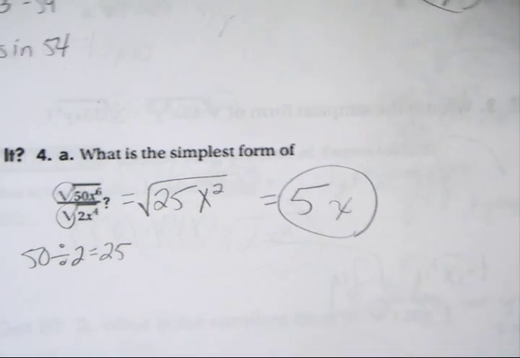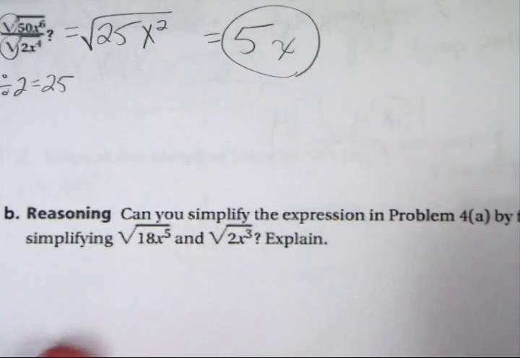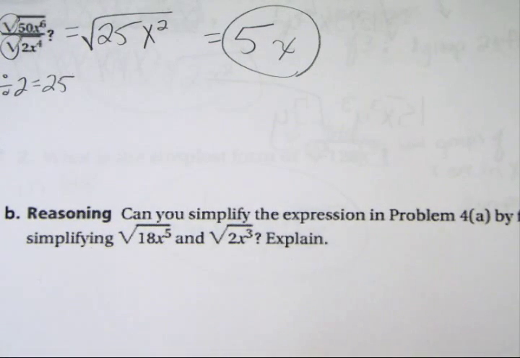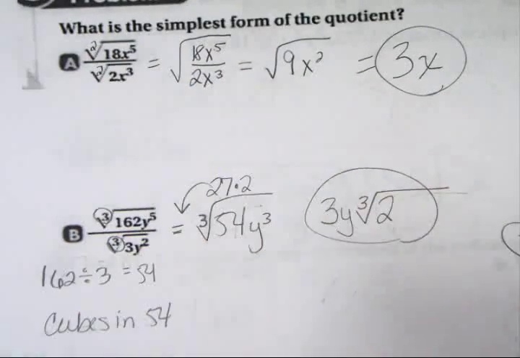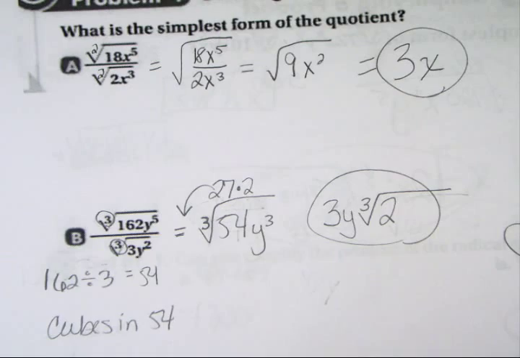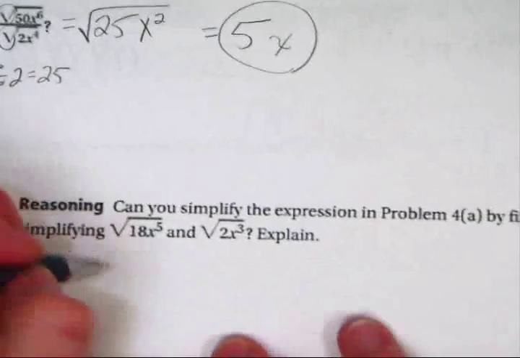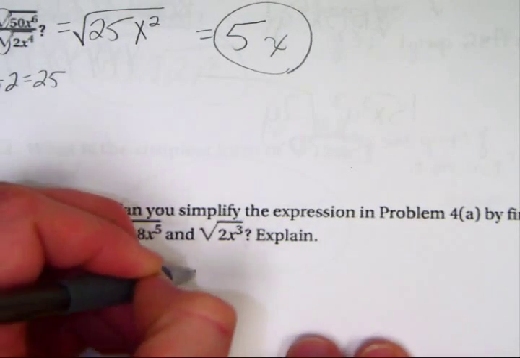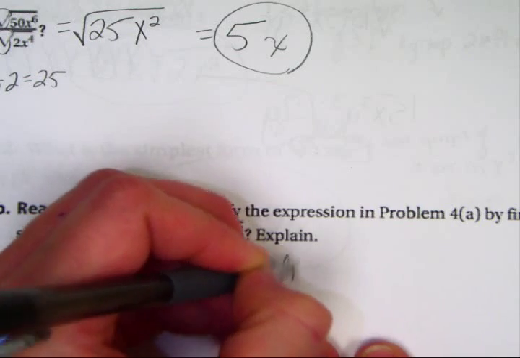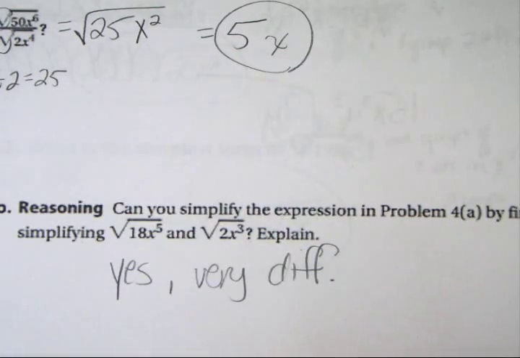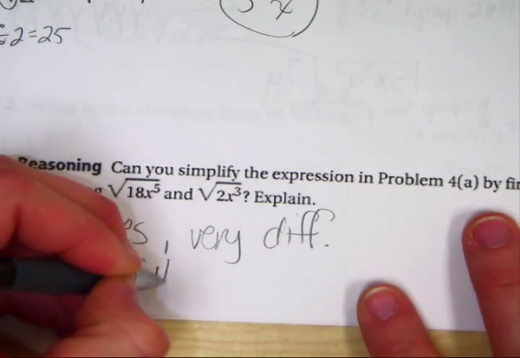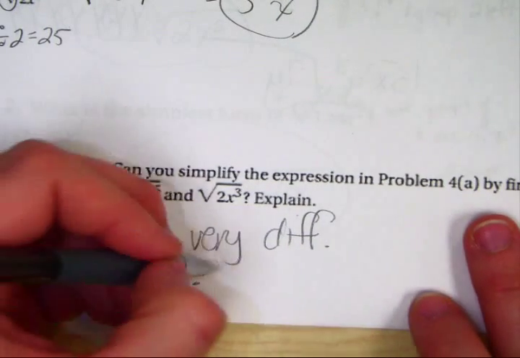Part B. Can you simplify the one in 4a? Way up here. Could you have simplified that by first simplifying 18x to the 5th and 2x to the 3rd? The answer is yes, but it would be very difficult. So my answer is don't do it. If it divides, divide it.